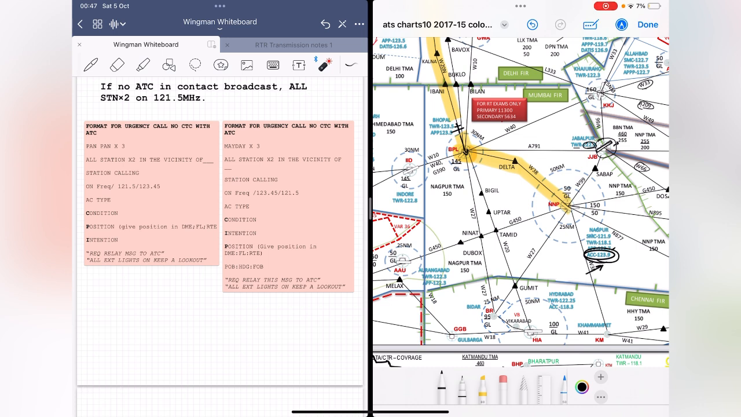I hope this helps. These are very simple calls with very simple formats. Just keep in mind the difference: where is it condition, position, intention, and where is it condition, intention, position.